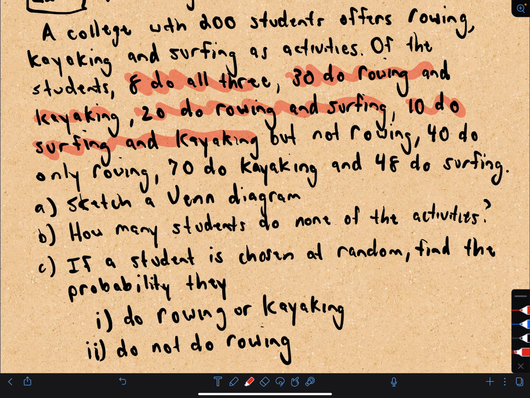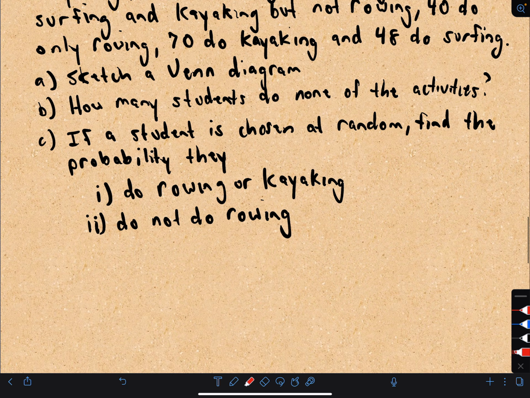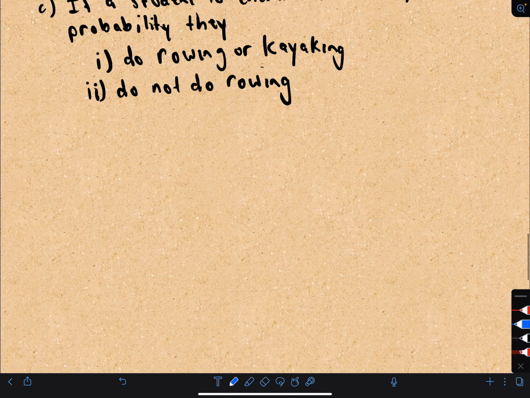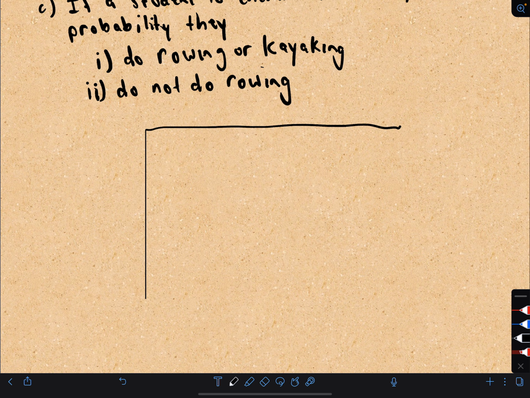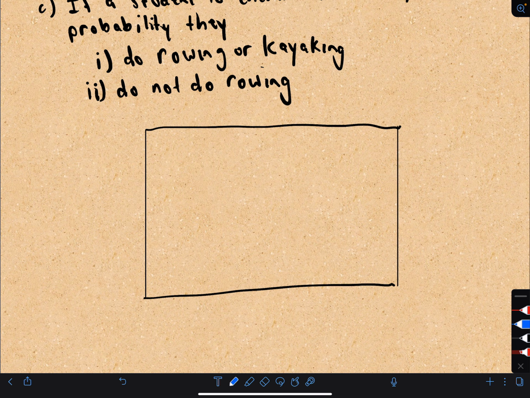So here we're going to sketch a Venn diagram again to get all of this information. I'm going to be going back and forth up here, sort of up and down. So let's make our Venn diagram. I'll try to make it a little more quickly. Okay, so we've got 3 circles in this case because we're talking about 3 different groups of people.